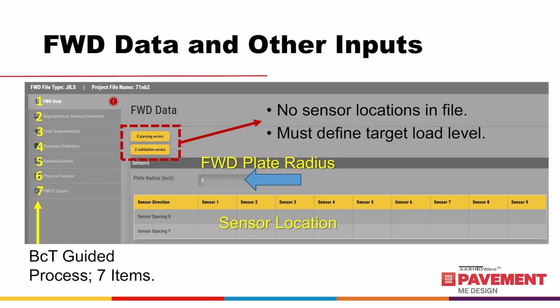If they are missing, the BcT will identify that missing information. When starting a project, the target load levels are not included in the FWD deflection file, so the user needs to manually enter those values. The target load level will be explained and defined in a later slide. The FWD plate load radius normally is included in the FWD deflection file. The location of the sensors is defined based on an X and Y axis basis. If the location of the sensors are excluded from the deflection file, the user will have to manually enter those values or upload the standard sensor location being used by the agency.